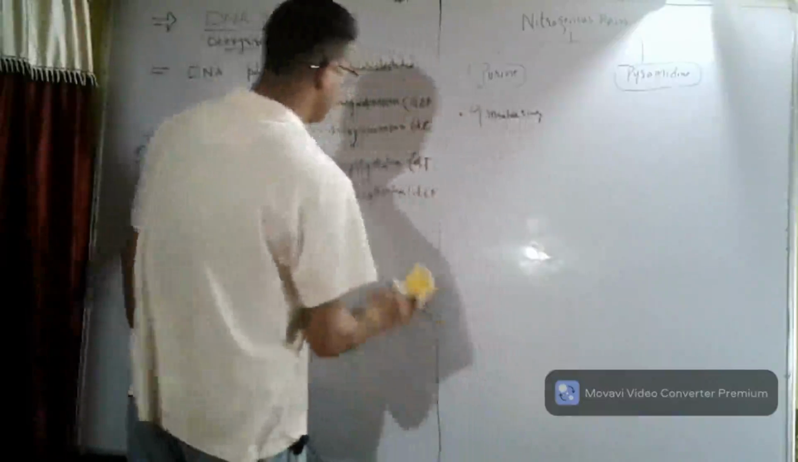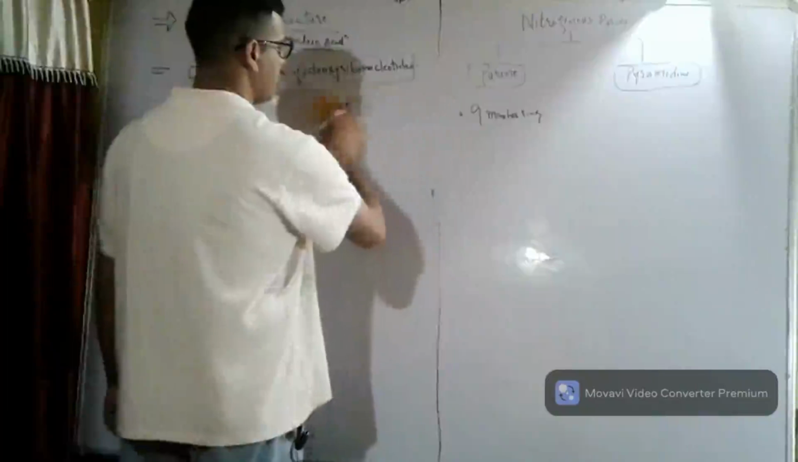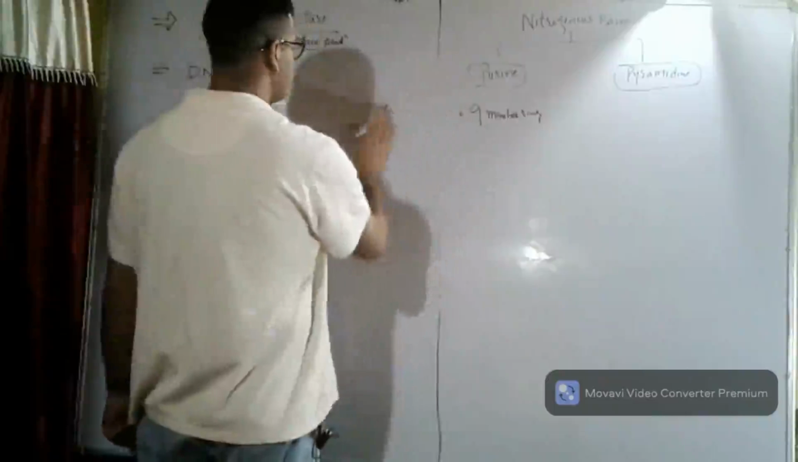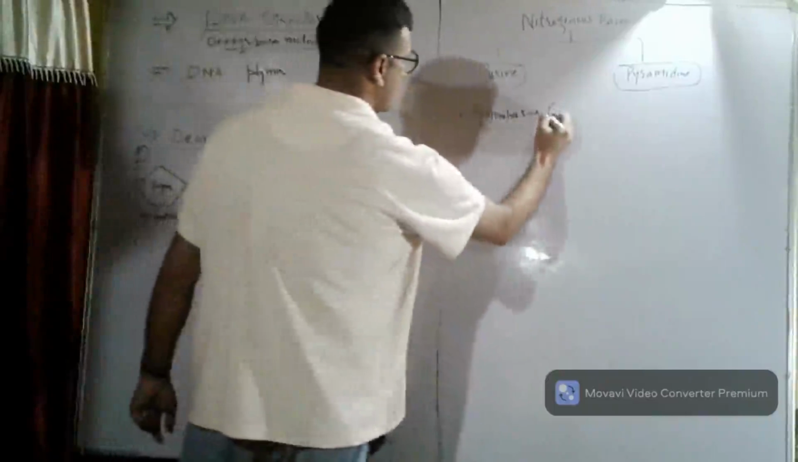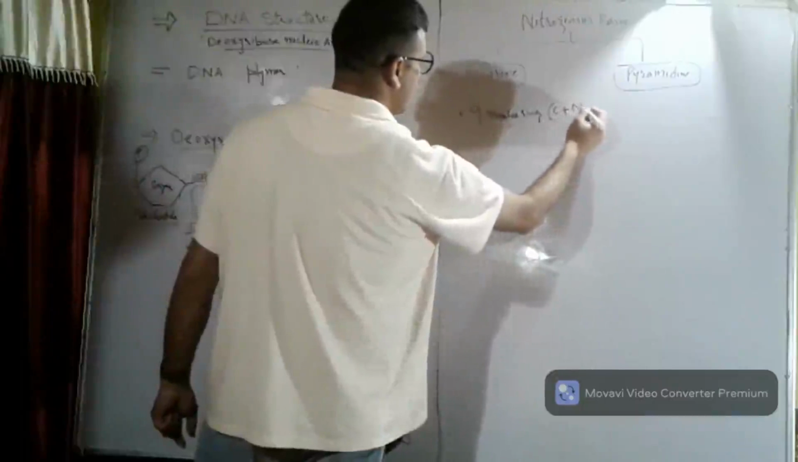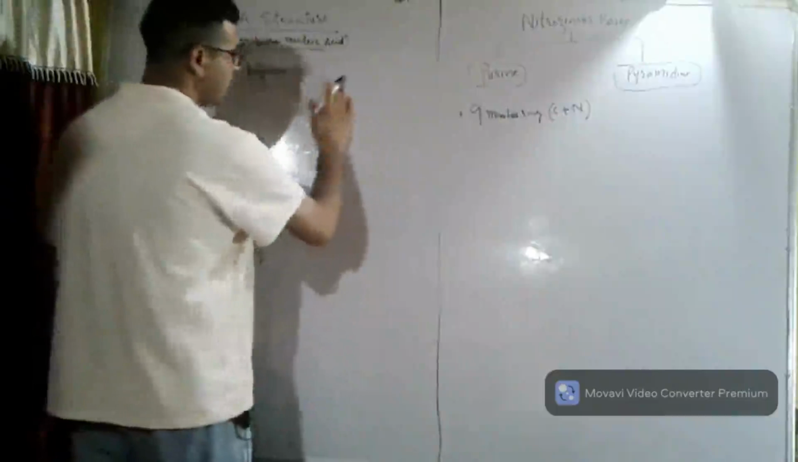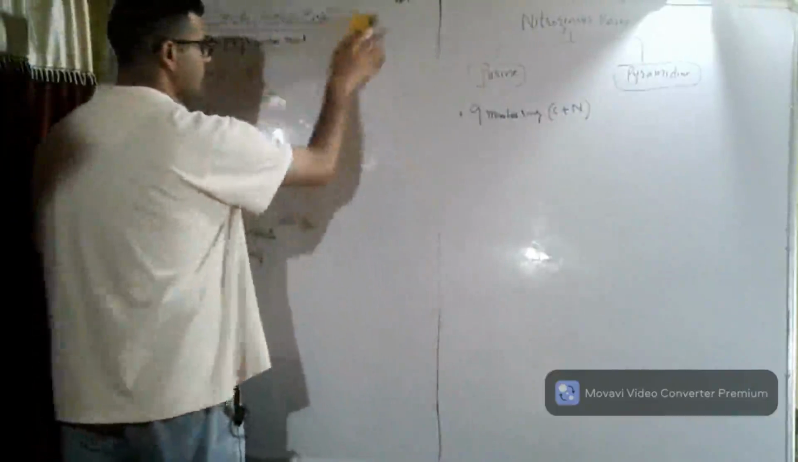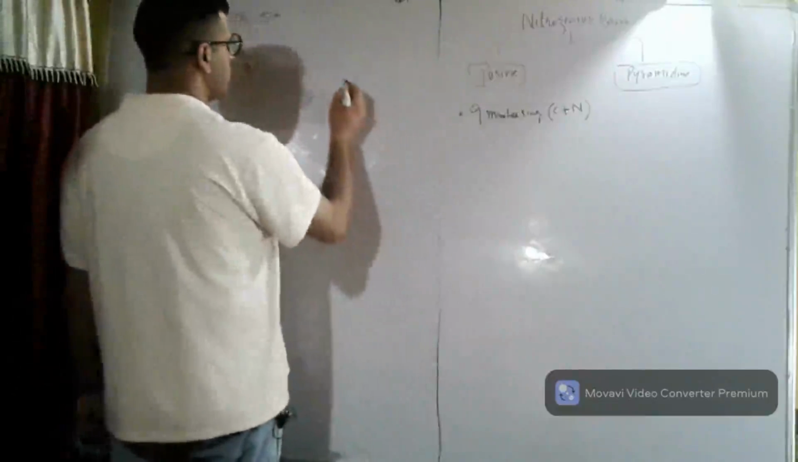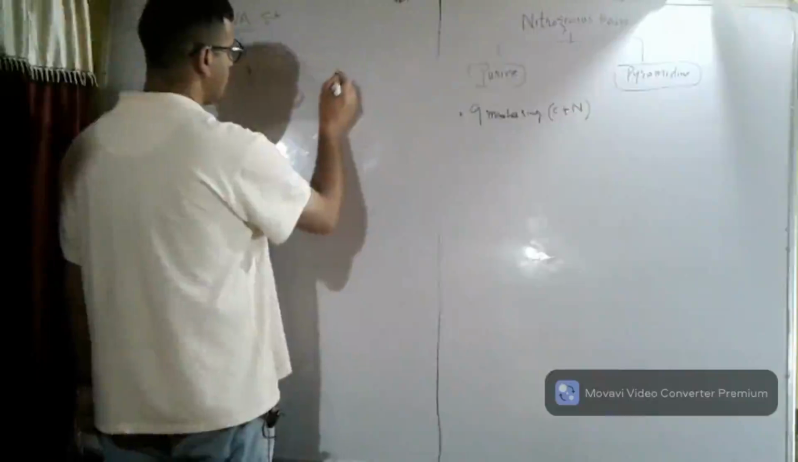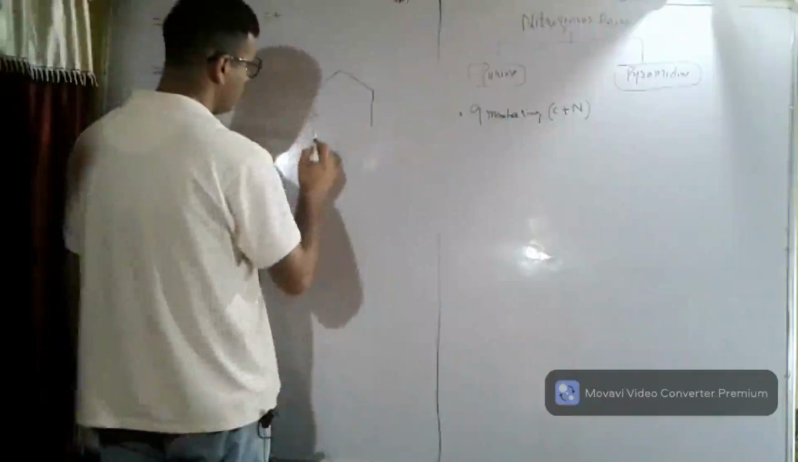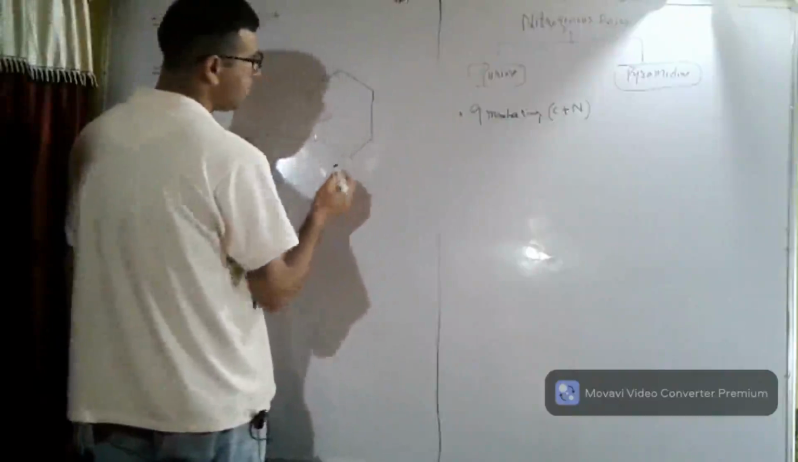So it would be like this. It is a 9-member ring. It has 5 carbon and 4 nitrogen. This is a typical purine.